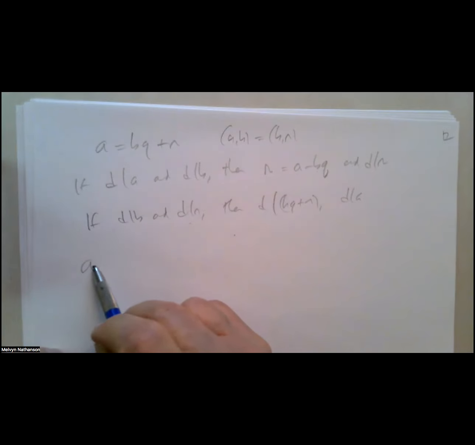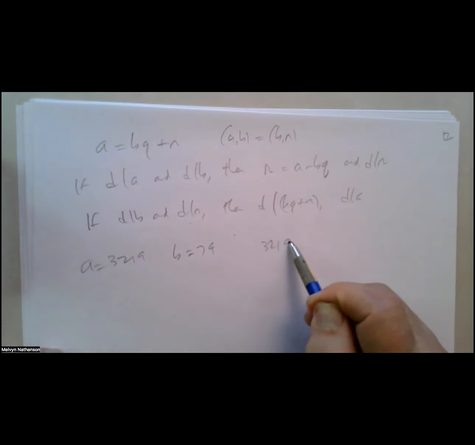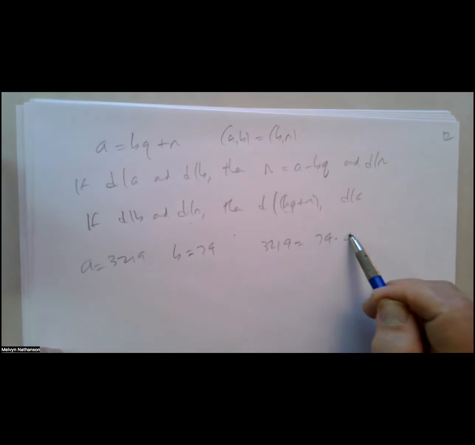So let's go back and look at that pair of numbers I was just examining. Suppose I have A is 3219 and B is 74. So I computed that 3219 is 74 times 43 plus 37. These are the two numbers I started with. And so the greatest common divisor of 3219 and 74 is going to be the same as the greatest common divisor of 74 and 37. A number that divides these two divides this. So I've reduced the problem to finding the greatest common divisor of 74 and 37.